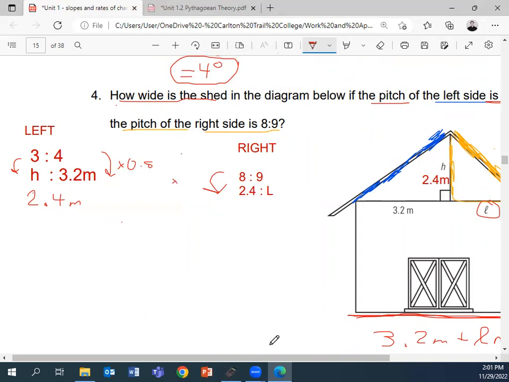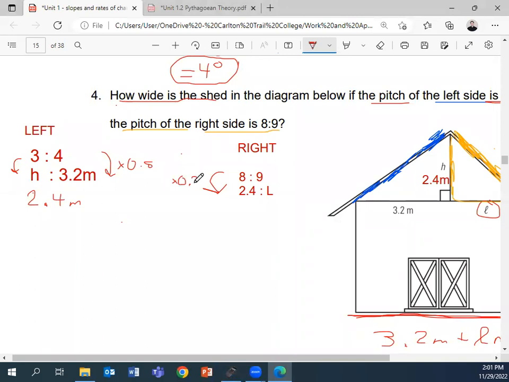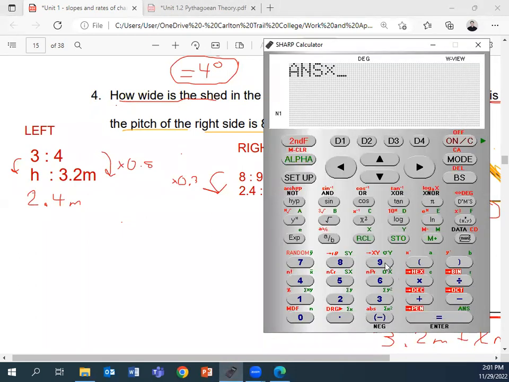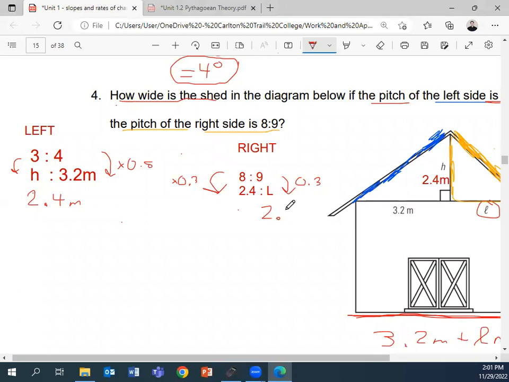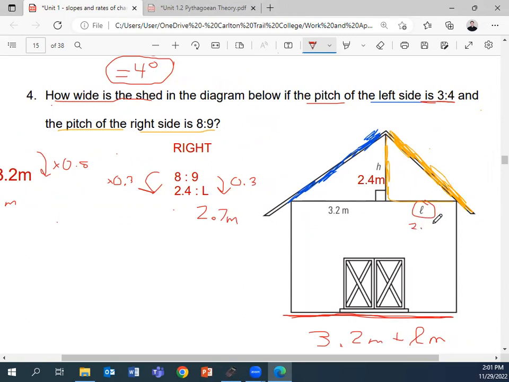Yeah, so you said 0.3? Yeah, so take your 2.4, divide it by that 8, figure out how many 8s go into 2.4, 0.3. So I took 8, times it by 0.3 to get to 2.4. So how do I figure out what L is, Austin? You times it by 0.3. I times the 9 by 0.3, you betcha. So 9 times 0.3 gives me 2.7 meters, right? Okay, so now I know how big L is, 2.7 meters.